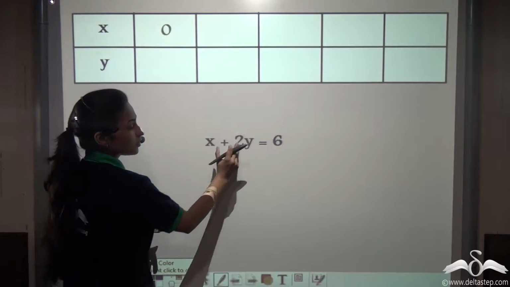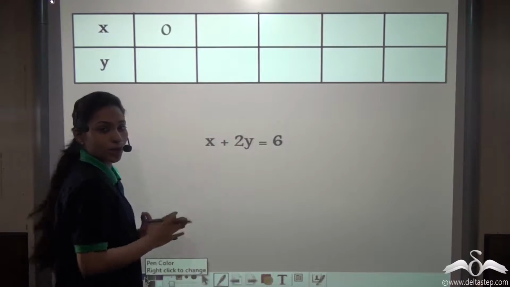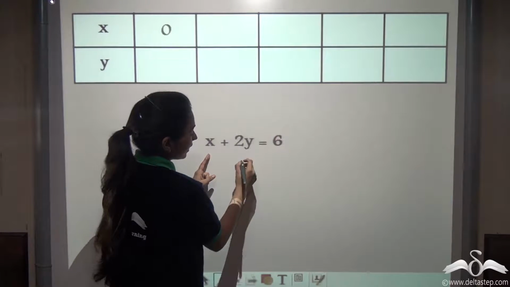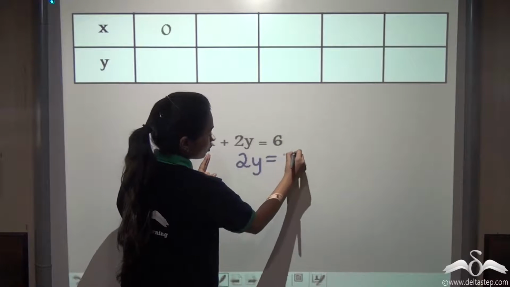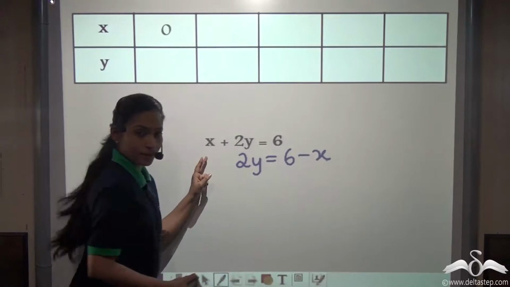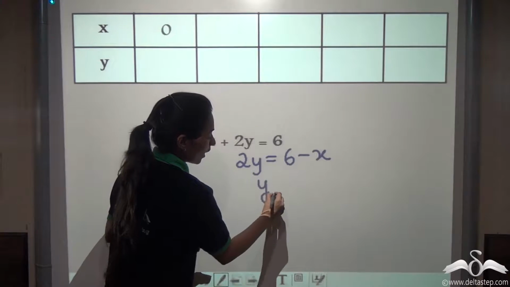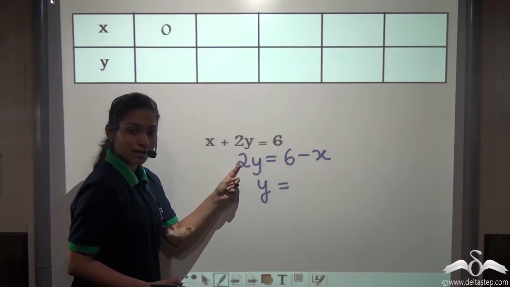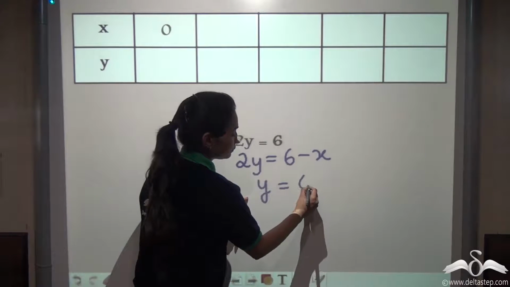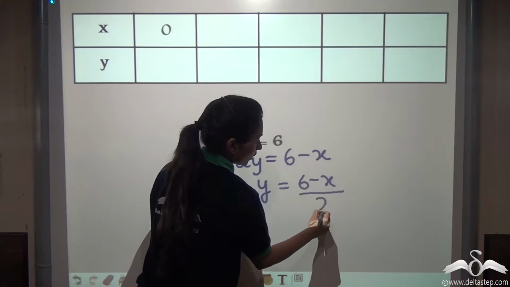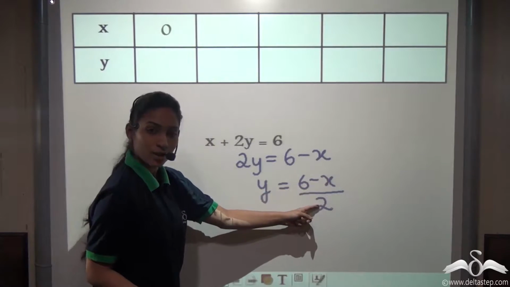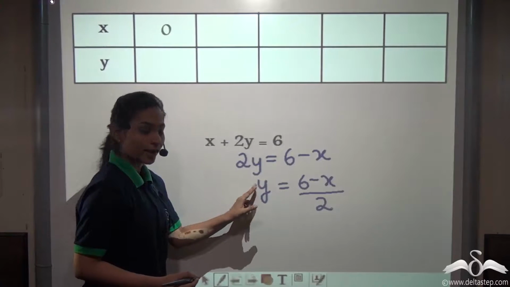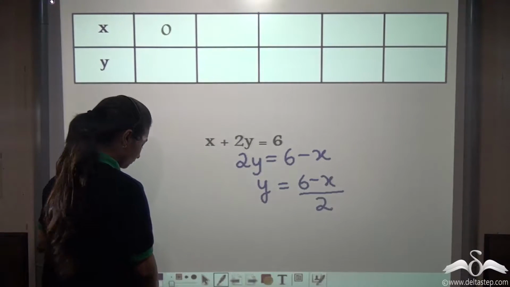For that, let us first make y the subject of this equation. You know how to make this the subject? First of all, take x to that side. You are left with 2y equals 6 minus x. Right? Now, how can we find out y only? What do you need to do? You have to make the coefficient of y 1. So 2 will go that side. So you get y is (6 minus x) by 2. So now if I put any value for x, I'll get the subsequent value for y by putting it in this equation.